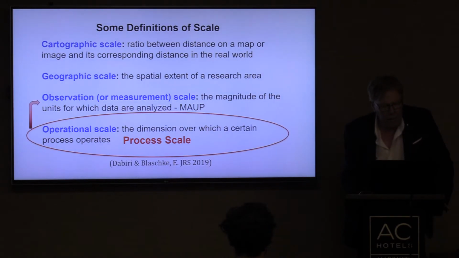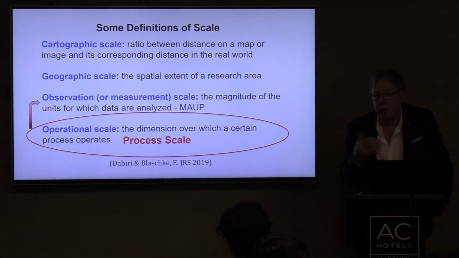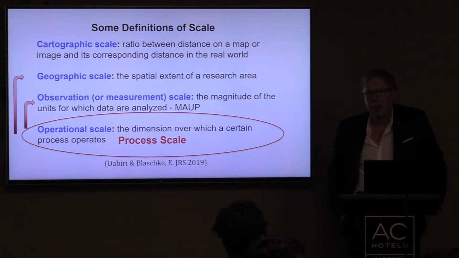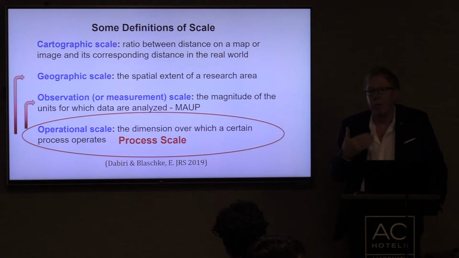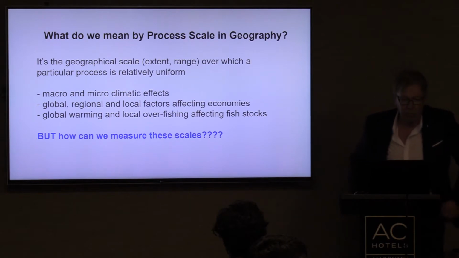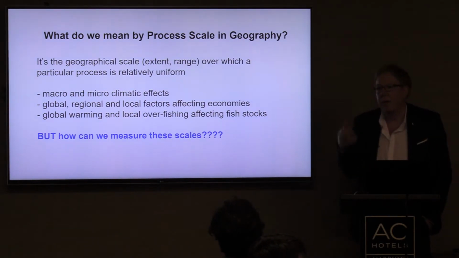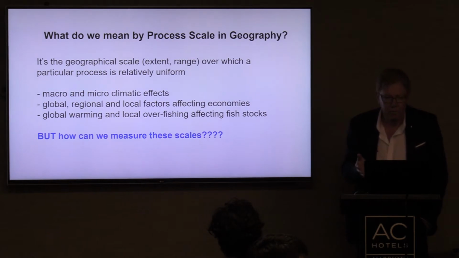But it also links to, at the very end, I'll come back to how this links to observation scale and the modifiable area unit problem, and also to the spatial extent of a research area and what influence that might have on our results. Okay, so what do we mean by process scale in geography? Basically, it's the geographical scale, extent or range might be words one would use, over which a particular process is relatively uniform.